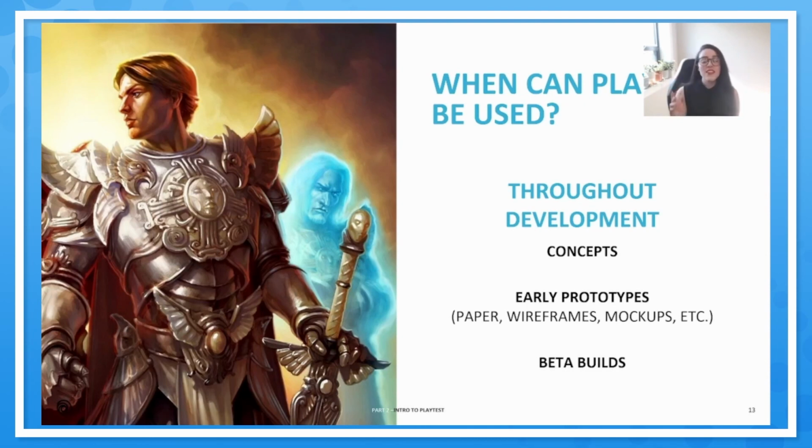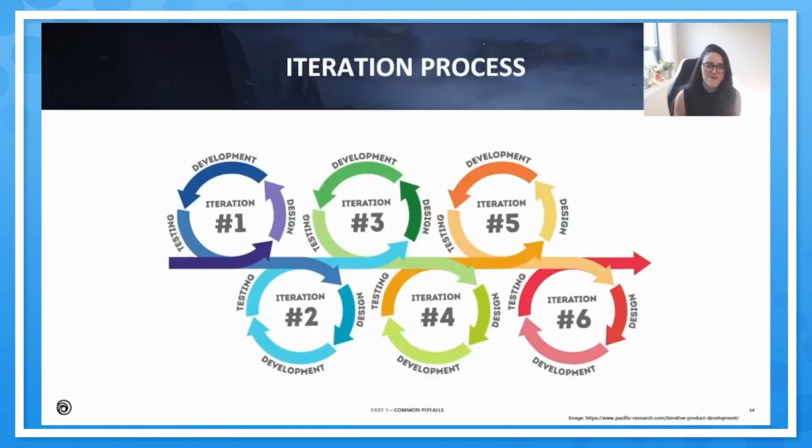And when can you use playtests? The answer is throughout development, the whole time. You should be testing early and testing often. So you can test out just concepts in the very beginning, and then when you have enough going to make a paper prototype, you can use that to test. So you can really generate valuable insights without having high fidelity prototypes. But eventually you would use a functional prototype and then right all the way up until your beta builds.